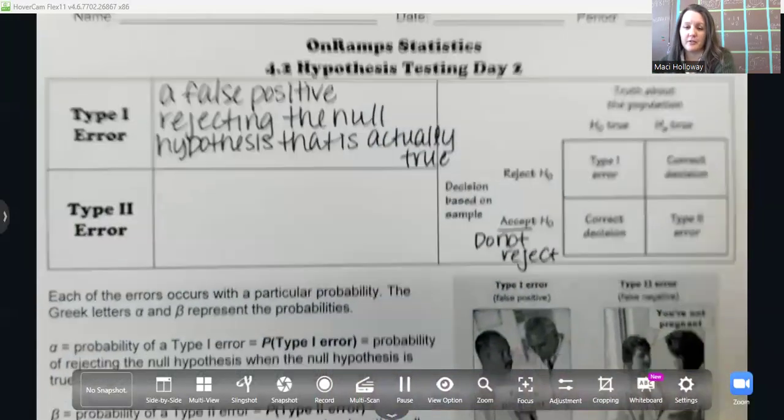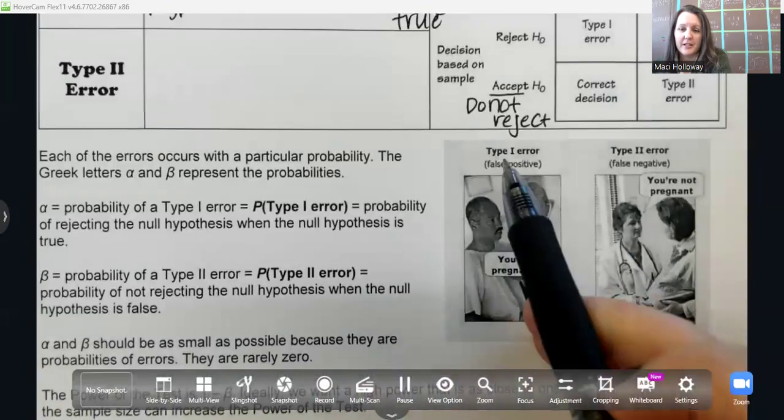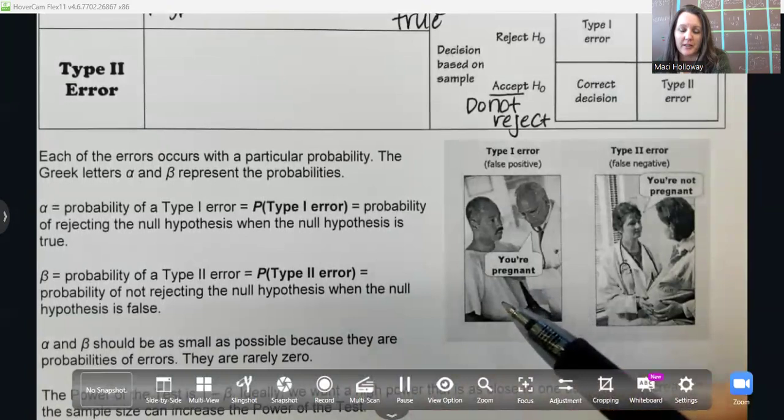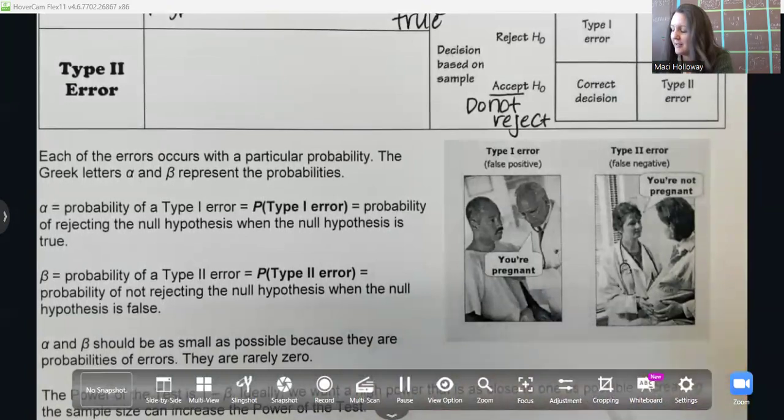I have a little joke down here as an example of a type 1 error. It's a false positive, telling this man here that you're pregnant when in fact he's actually not.